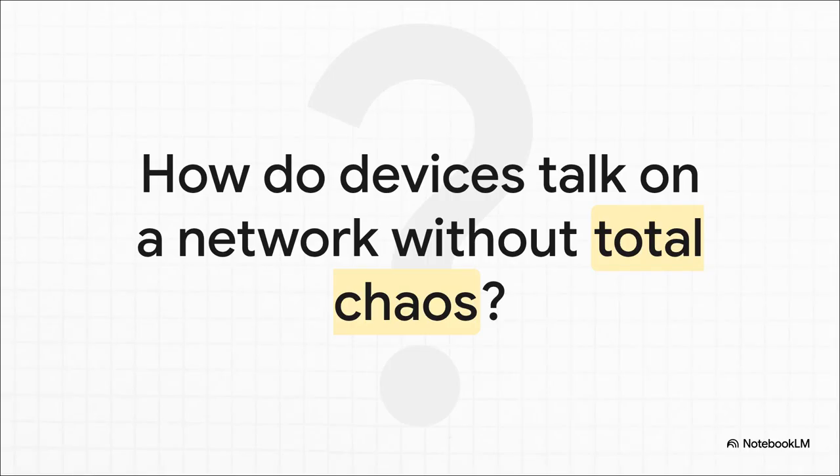I mean, think about it. What's stopping your local network from becoming one giant digital traffic jam? You've got your laptop, your phone, your TV, your roommate's gaming console, all trying to talk at once in the same space. How does any message get through clearly? Well, there has to be a system, a set of rules. And that system, as you've probably guessed, is Ethernet.